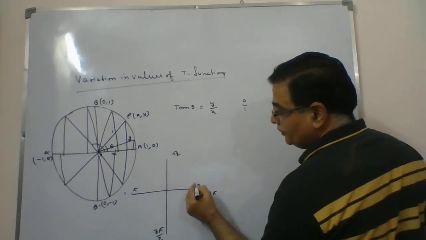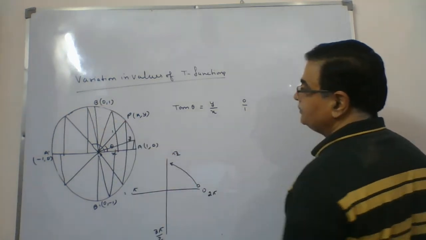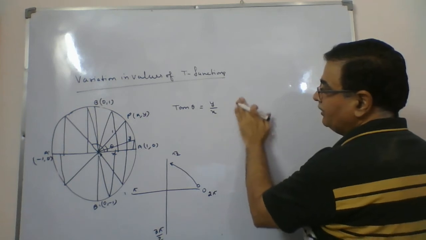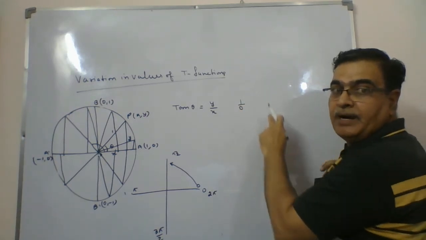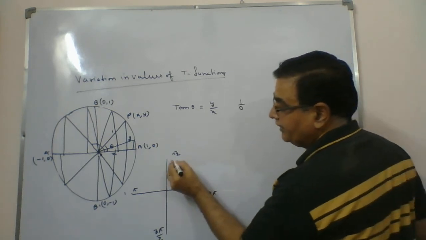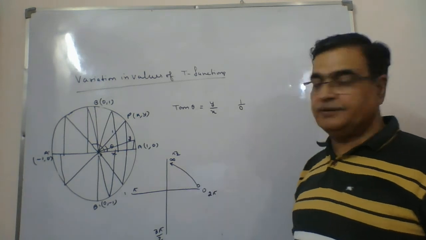When you reach this point, then the coordinate will become 0, 1. Y will be 1 this time, x will become 0. And 1 by 0 we call that as infinity. So we will say it is infinity.